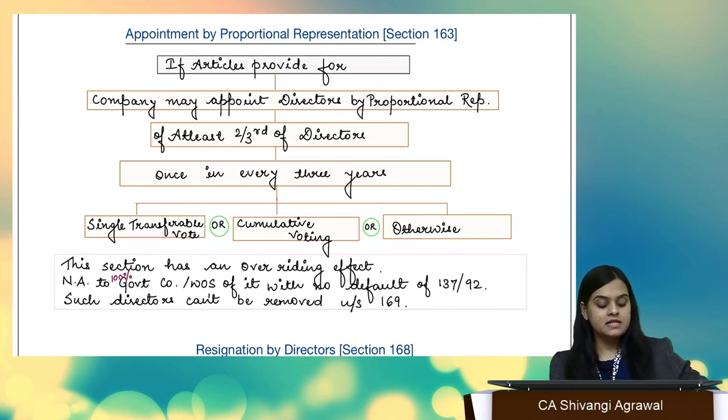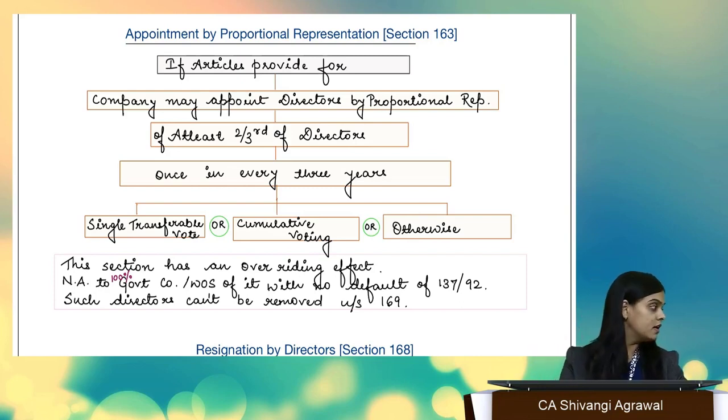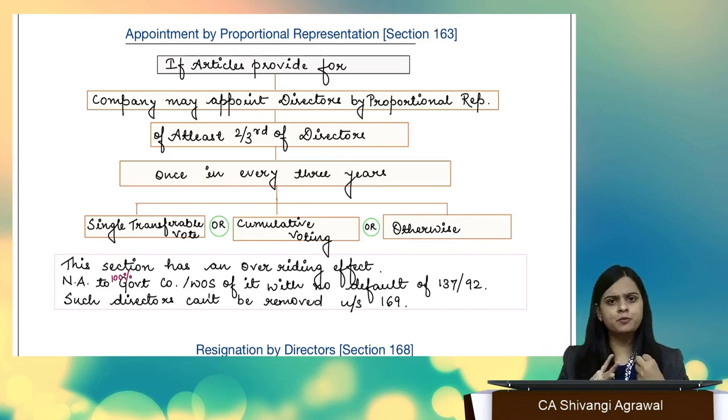Okay, ma'am. Section 163, proportional representation. What is proportional representation? If the power is given in the articles, some companies may choose to appoint their directors by proportional representation. Normally what happens is, a person is proposed, an ordinary resolution is passed, and if we get a simple majority, he is appointed as a director. But in PR, we have a special voting method.